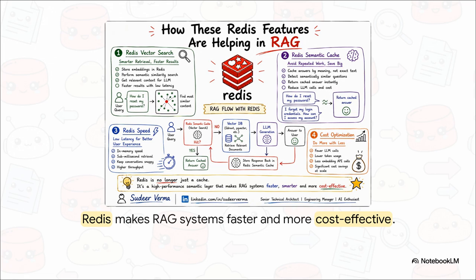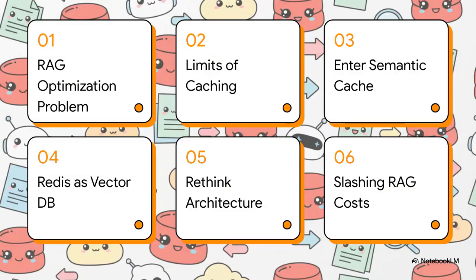But look right there in the center, Redis. We are moving way beyond the old school key value caching you're used to. See how it sits right at the front as a semantic layer? When a user asks a question, Redis intercepts it. If it finds a semantically similar question, boom, it returns the answer instantly. You completely bypass the LLM. This structural shift right here, this is exactly how you slash your RAG costs, making your whole system faster, smarter, and incredibly cost-effective.